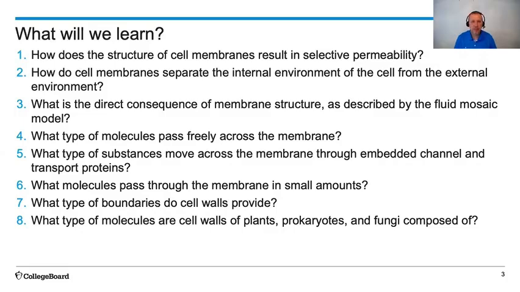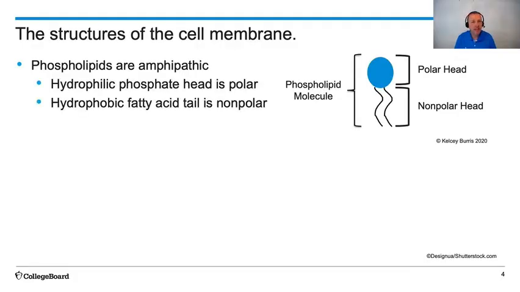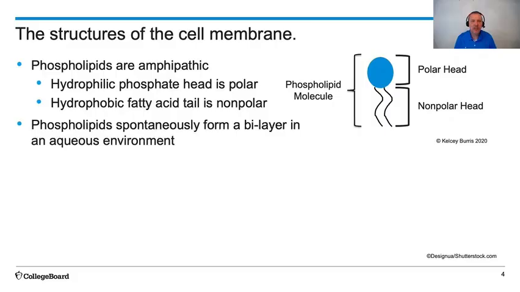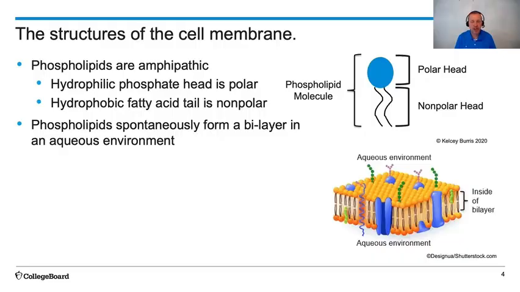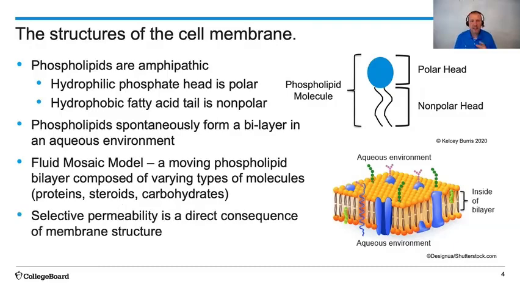So let's begin. As you recall, the structure of the cell membrane is made up of phospholipids, and these phospholipids are amphipathic. Well, what does that mean? That means they're hydrophobic and hydrophilic at the same time. These phospholipids spontaneously form a bilayer in an aqueous solution, as shown on your screen. The fluid mosaic model is this moving phospholipid bilayer composed of molecules such as proteins, steroids, and carbohydrates. The selective permeability of the cell membrane is the direct consequence of this membrane structure.